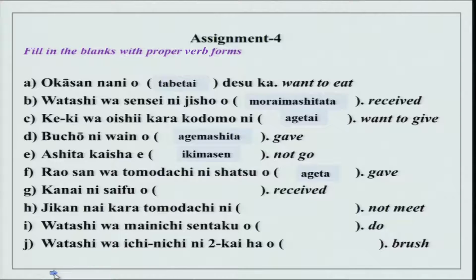Kanai ni saifu o moratta. Received from my wife. So, watashi wa kanai ni saifu o moratta. Jikan nai kara tomodachi ni aimasen. Jikan is time, nai kara is no time, I do not have time, thus tomodachi ni aimasen. And ni over here is for aimasen. Verb aimasu will always take particle ni.